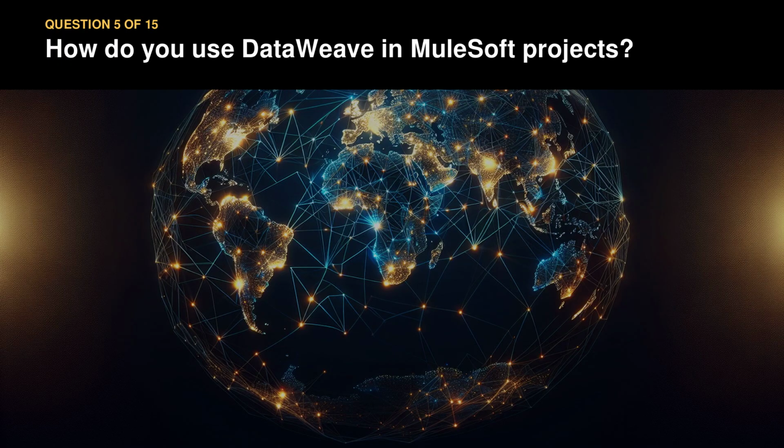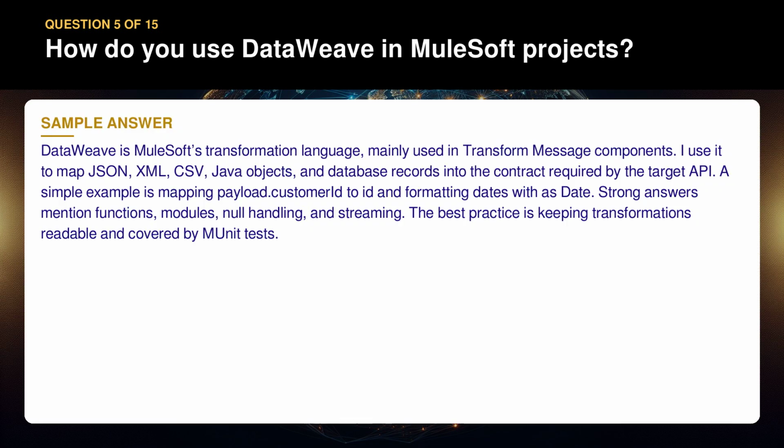Question 5. How do you use DataWeave in MuleSoft projects? DataWeave is MuleSoft's transformation language, mainly used in transform message components. I use it to map JSON, XML, CSV, Java objects, and database records into the contract required by the target API. A simple example is mapping payload.customerID to ID and formatting dates with asDate.